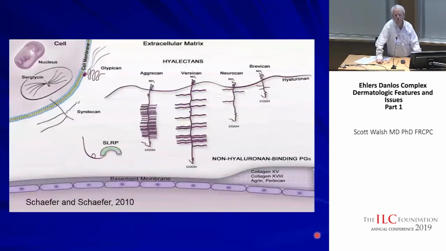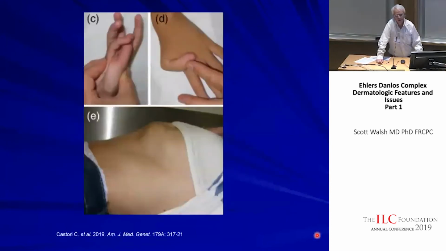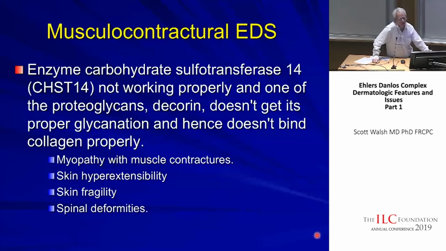And there's a whole bunch of these. Some of them are within the cell, some of them are in the cell membrane, and many of them are outside of the cell in the matrix. And there are types of Ehlers-Danlos when one of these molecules is abnormal. So here you can see hypermobility, you can see the pectus carinatum deformity on the chest. And this is musculocontractural Ehlers-Danlos.